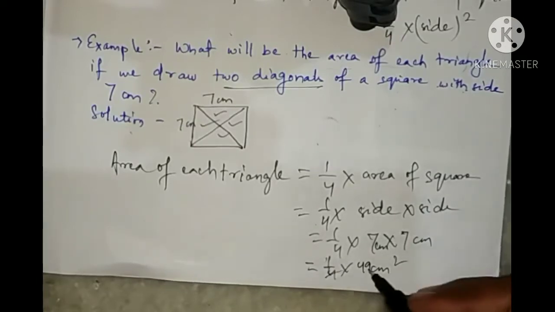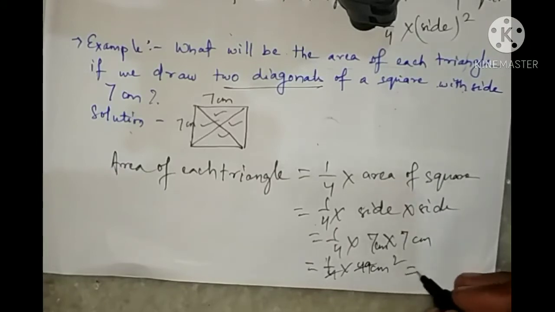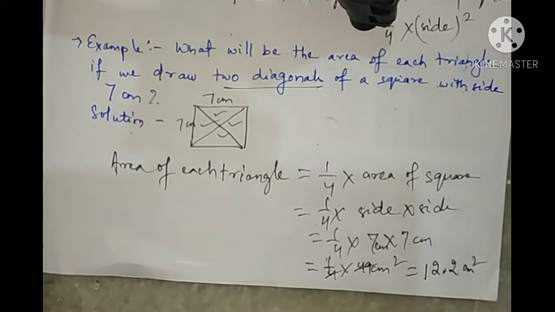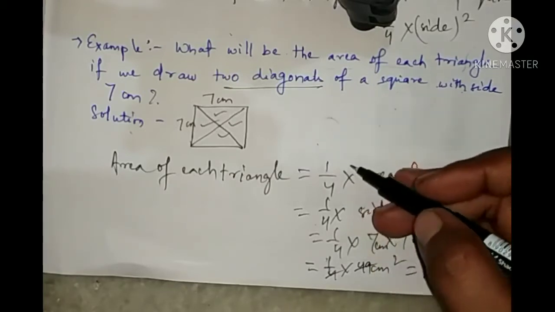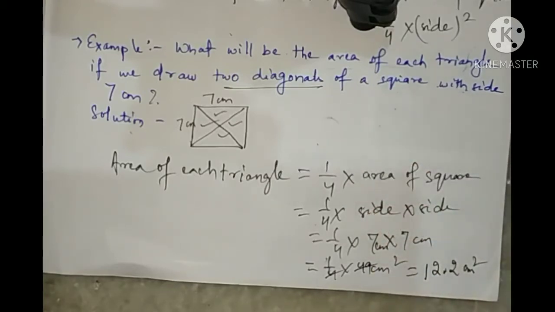So we'll divide by 4. 49 divided by 4 gives 12.25 square centimeter. So this is about the area of a triangle with the help of a rectangle or square, when the triangle is a part of it.